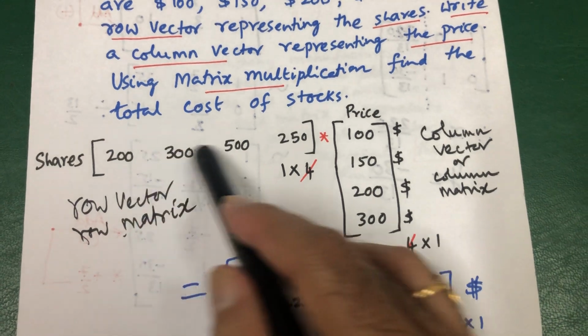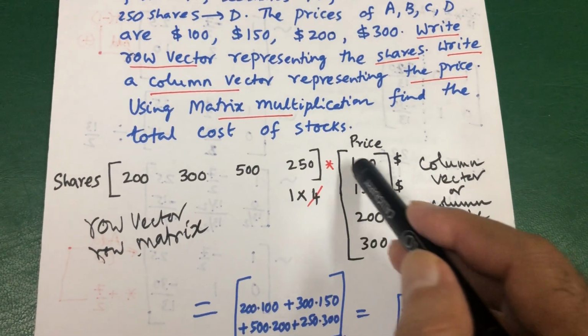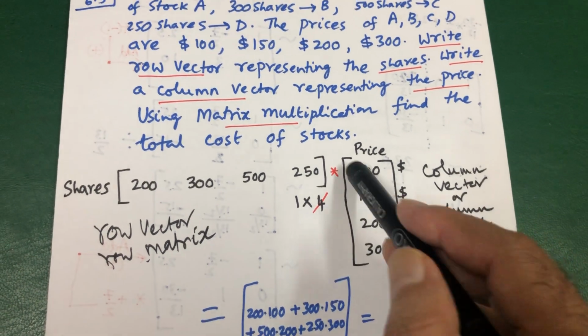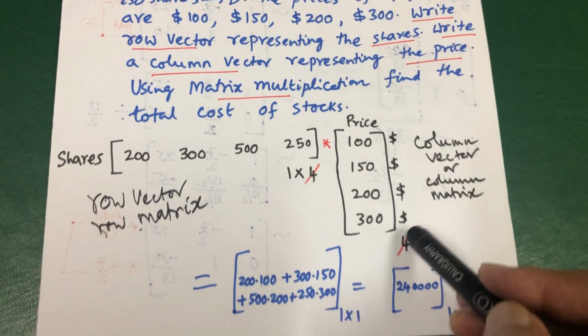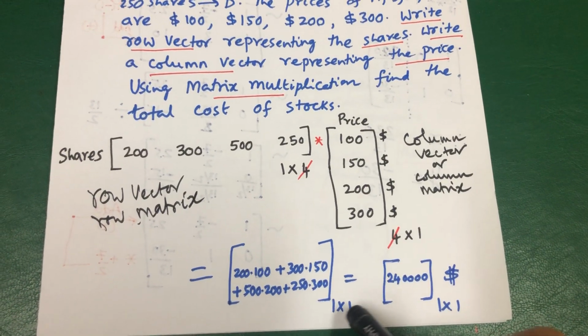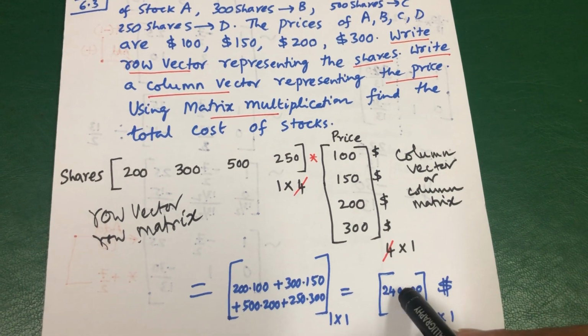How many rows? First one row, 4 columns. See, 1, 2, 3, 4 columns. Here how many rows? 1, 2, 3, 4 rows and 1 column. So cancel this 4 and 4, you get 1 by 1. So how many elements should you get? 1 by 1 means only one element. Only one element you will get.